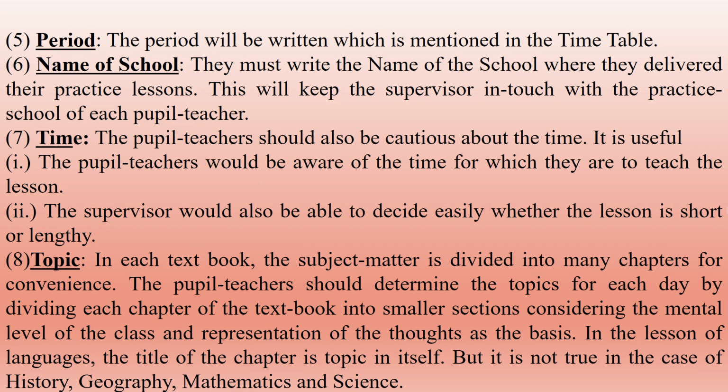The next is the period. Here the period will be written which is mentioned in the timetable. The next subheading is the name of the school. Sometimes pupil teachers are to go to many schools for teaching. Therefore, they must write the name of the school where they delivered their practice lessons. This will keep their sympathy for that school also.